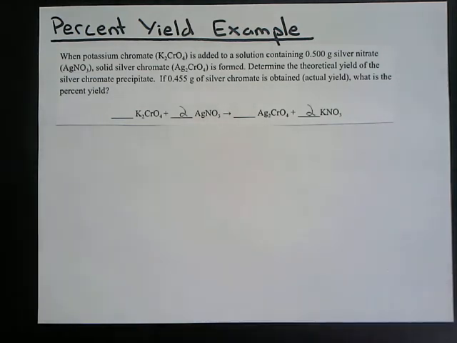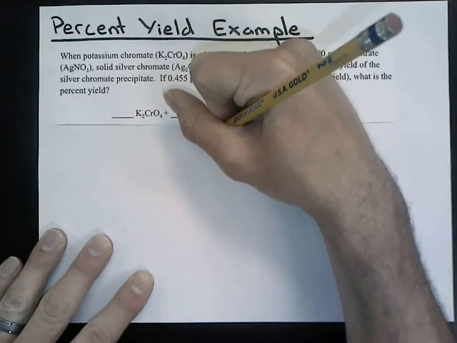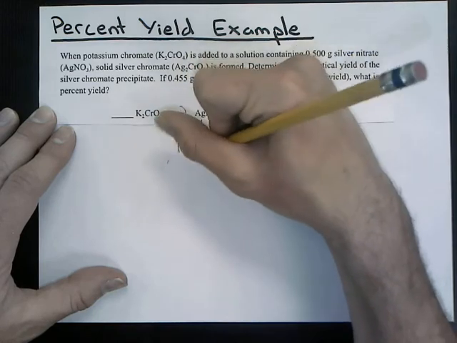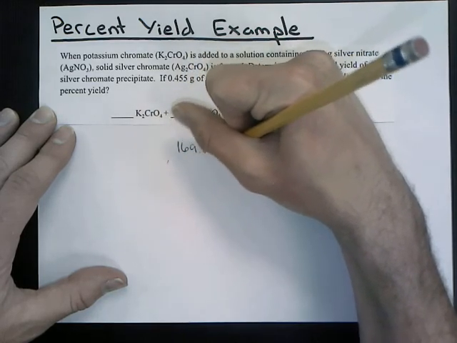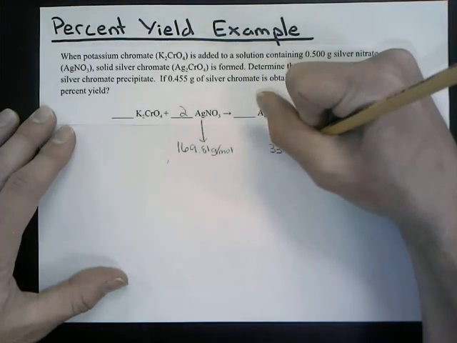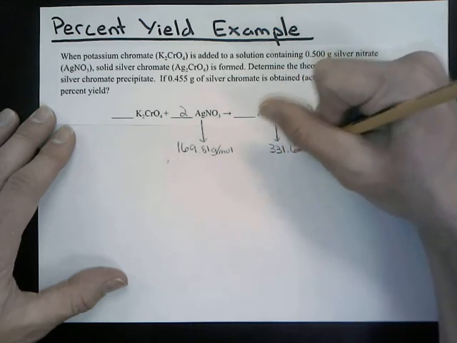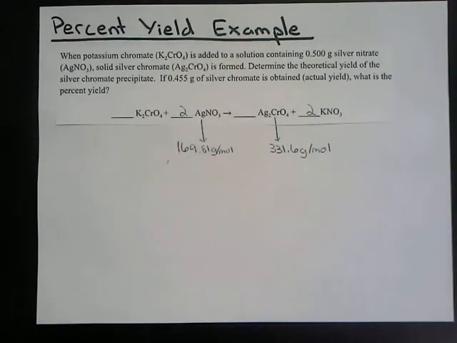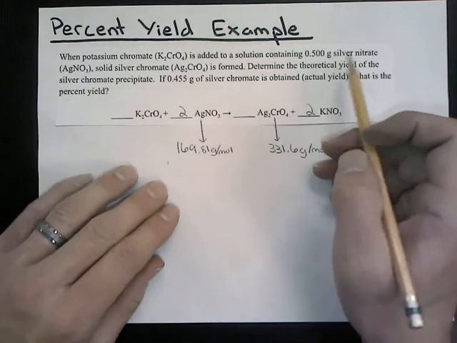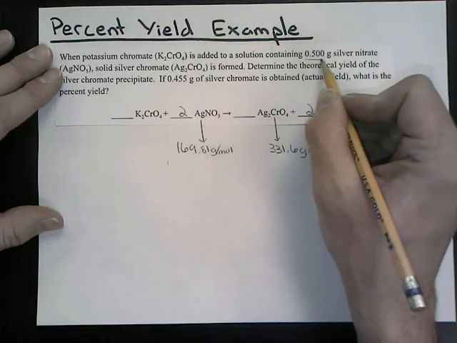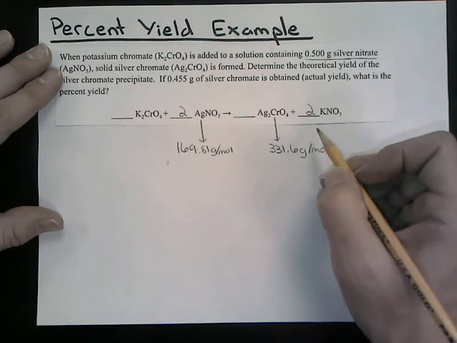Now, to do this, we're going to need some molar masses of silver nitrate and silver chromate. So I went ahead, I calculated these values, and for silver nitrate, the molar mass is 169.81 grams per mole. And for silver chromate, the molar mass is 331.6 grams per mole. Okay, those are very important that we use here. So now, we start out with 0.500 grams of silver nitrate, that is our starting substance.